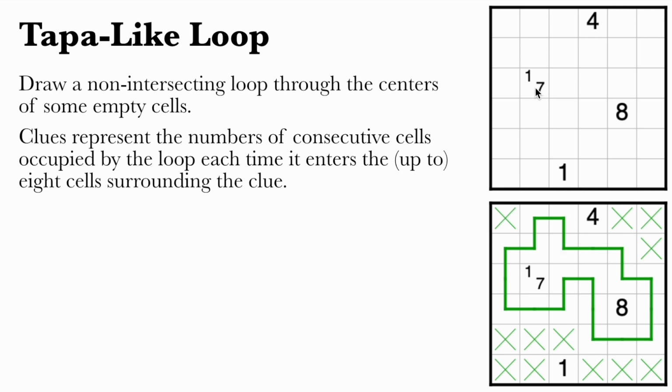This 1-7, on the other hand, means that though all 8 are included, because 1 plus 7 is 8, it's saying we see 7, and then we leave and come back and see 1 more. So you can see 7 right there, and 1 right there. Those are the rules of Tapa-Like Loop, so it's time to solve a puzzle.